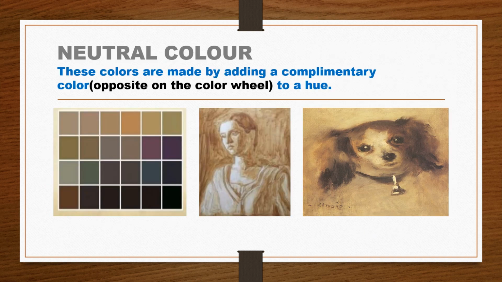Now comes the neutral color. These colors are made by adding a complementary color. Complementary colors are the opposite on the color wheel to a hue. And you can see in the picture some paintings have been given which are painted in neutral colors.